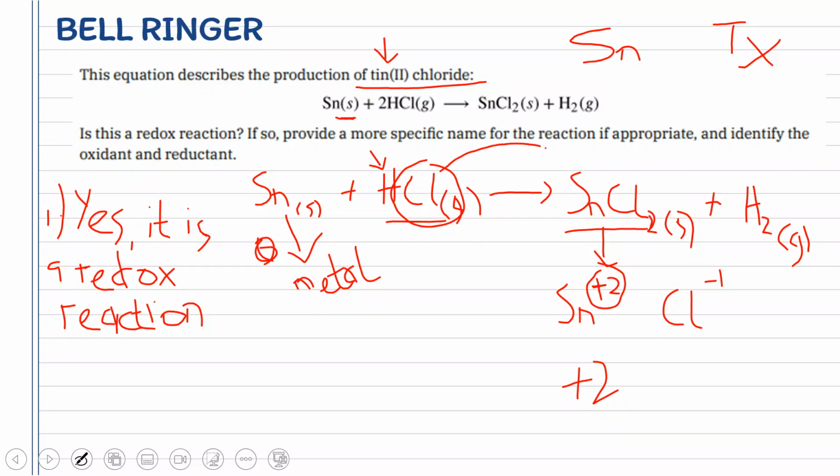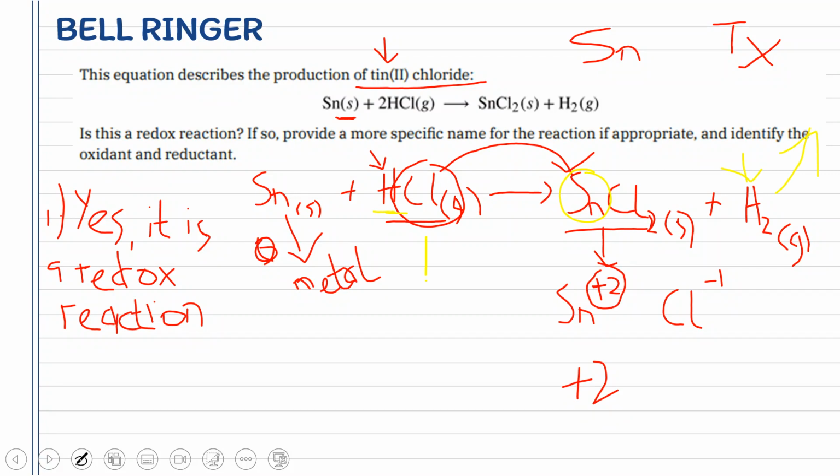But look at what happens here. Chlorine is no longer there. Now tin has replaced, sorry, tin has replaced hydrogen. Hydrogen was combined, but now hydrogen is no more. Hydrogen is now released as a gas. It's coming out as gas.